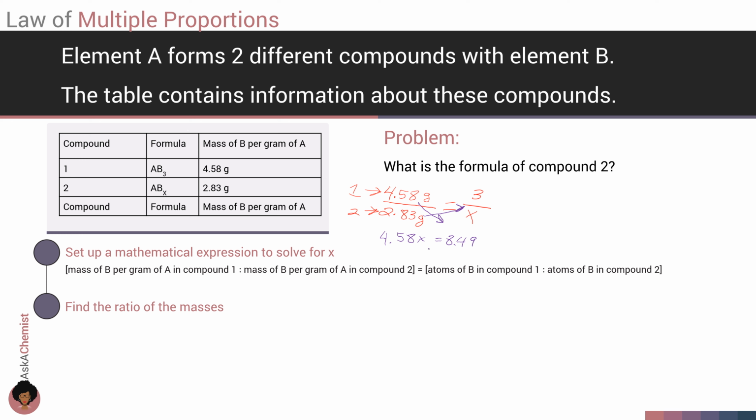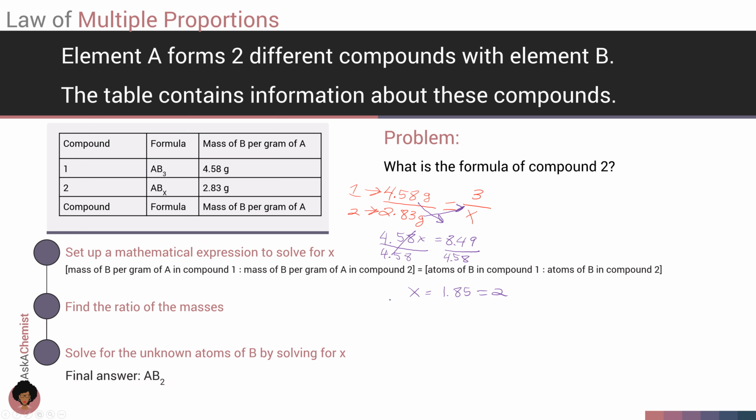So now we can simplify this even further by dividing both sides by 4.58. And we do that so that we can get x on the side of the equal sign by itself. And now we can finally solve for x. And you should get that x is equal to 1.85. If you round this up, you get 2. So our final answer would then be AB2.